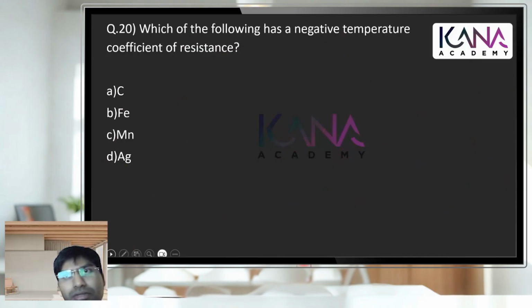Another question, a negative temperature coefficient based question. Which of the following has a negative temperature coefficient? It's only the semiconductors.